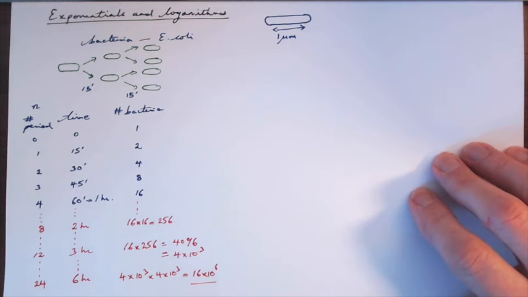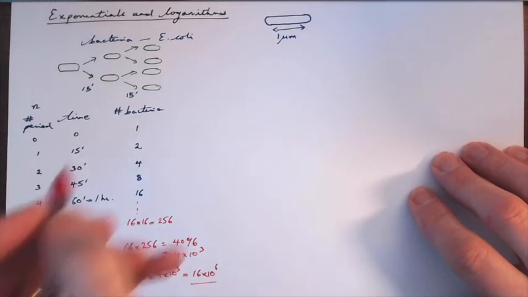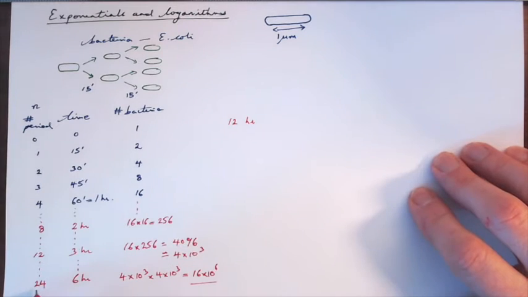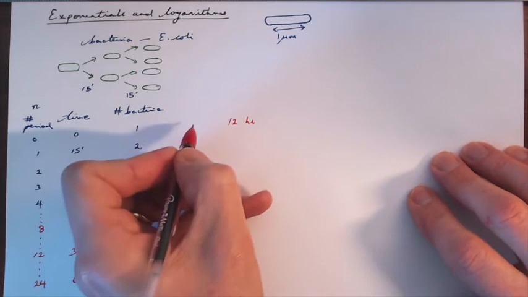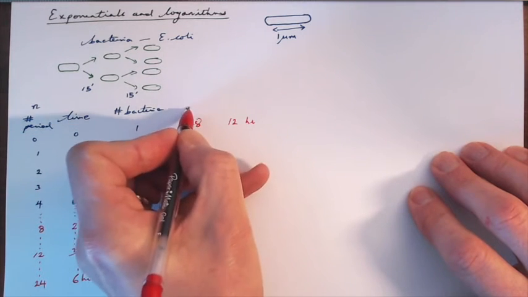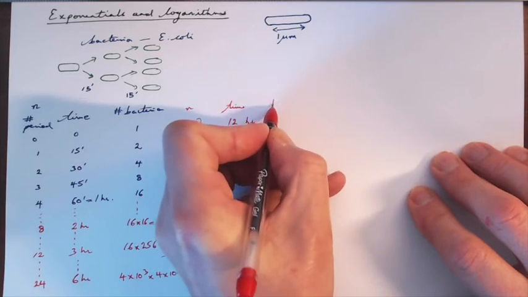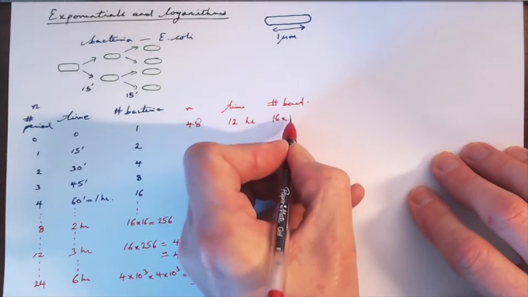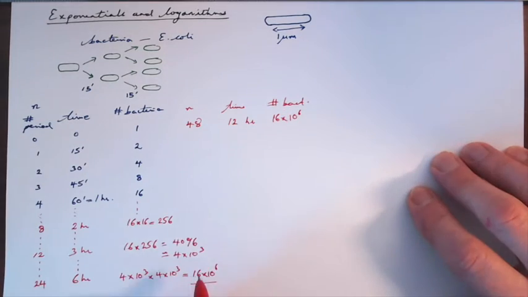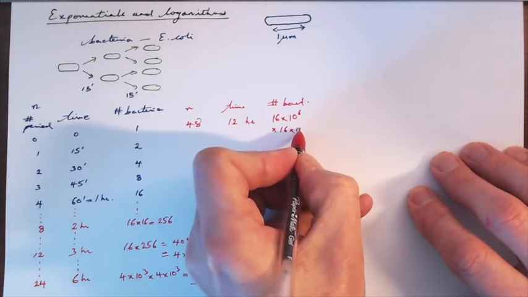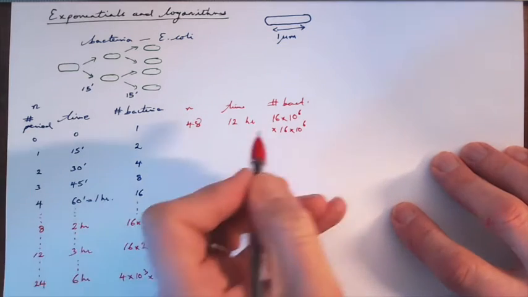Let's go forward another 6 hours. So that will be now 12 hours in total. It will be 48 doubling periods, because there are 4 doubling periods in each hour. And the number of bacteria will be 16 times 10 to the 6, and each of these will have gone through 24 doubling periods. So each of them will have created another 16 times 10 to the 6.